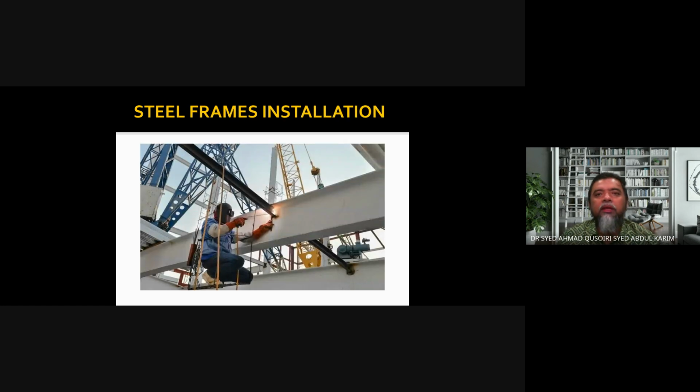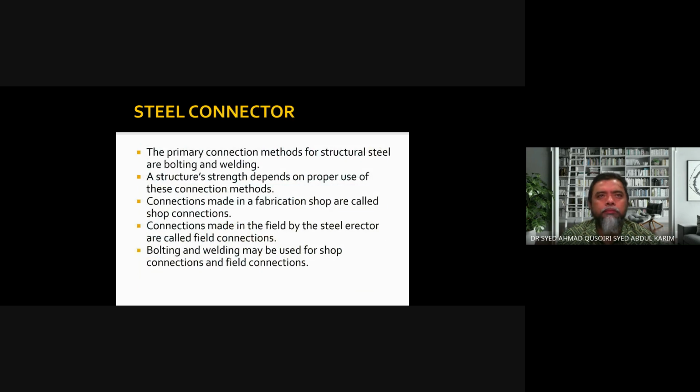Okay, so this is an example of a connection being made by welding. So the primary connection methods for structural steel are bolt and weld. So it depends on the purpose of these structures. So we need to determine which type of connections that we need to use depending on the purpose of the building.